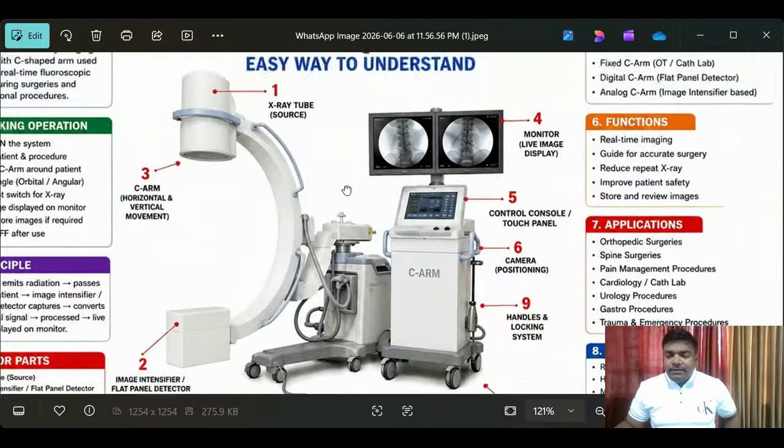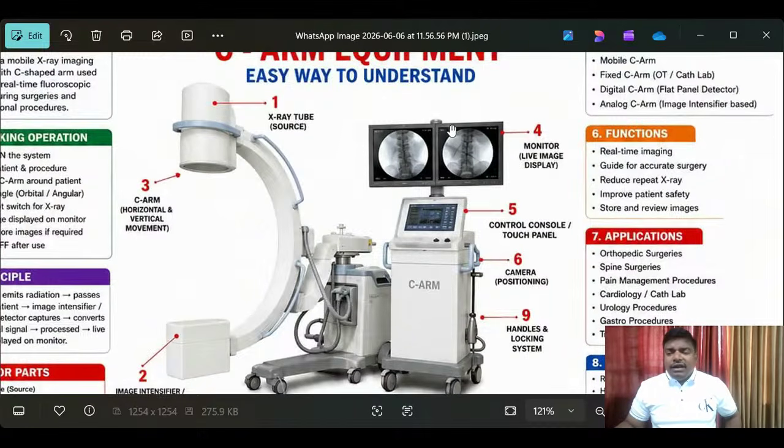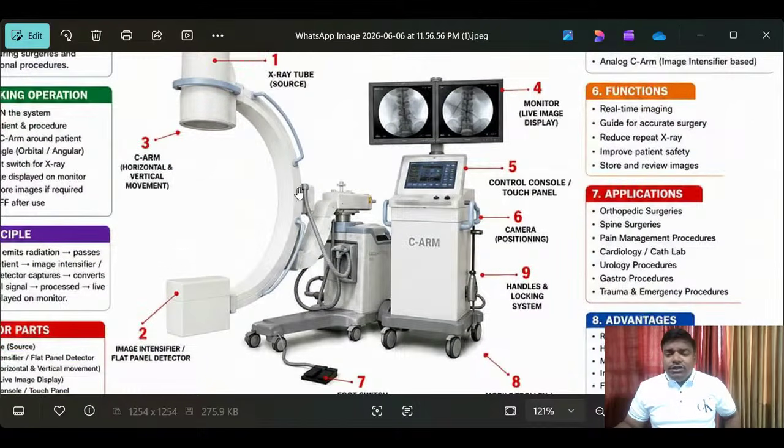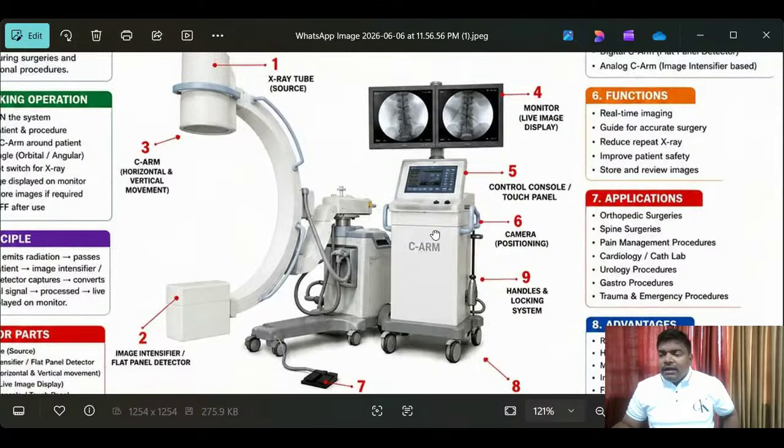An easy way to understand: see here the outer view parts, you can visually watch it and read out. The first one is the X-ray tube source I am showing, and the second one is the image intensifier or flat panel detector. Next, the third one is the C-arm horizontal and vertical movement. This complete movement will change, and it can move 360 degrees. Next, the fourth one is the monitor, the live image display.